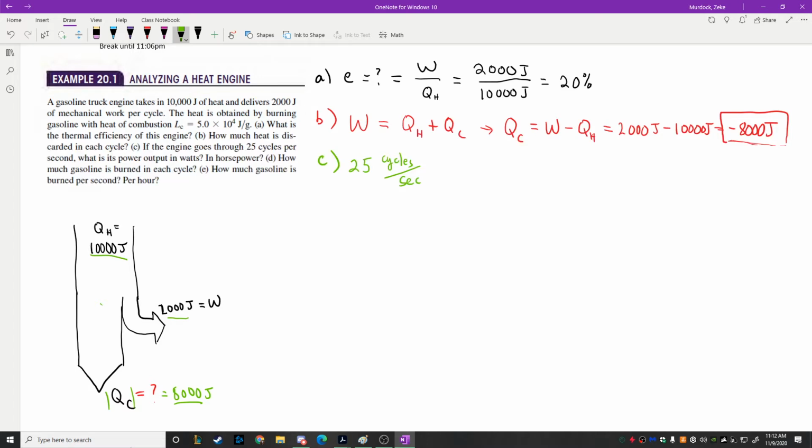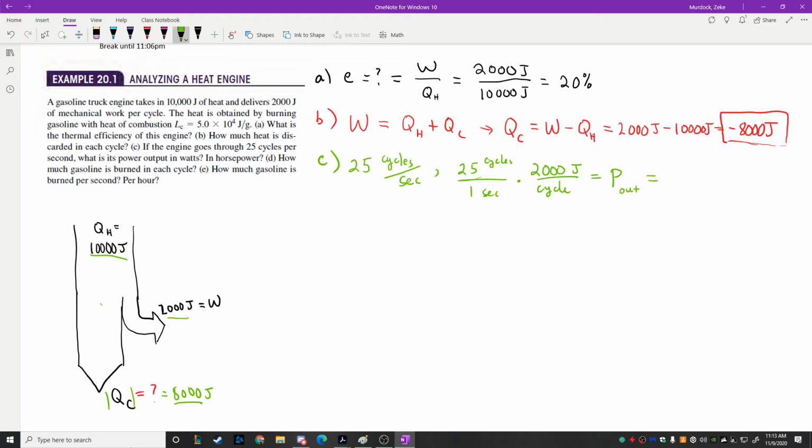Yeah, the work, I would agree. So the work done by the engine each cycle is 2,000 joules. So if it goes through 25 cycles per second, we can say that it does 25 times 2,000 every second, right? So if we do 25 cycles per second, and we multiply by the number of joules per cycle, which is 2,000 joules per cycle, then that should give us joules per second, which would be the power out of the engine.